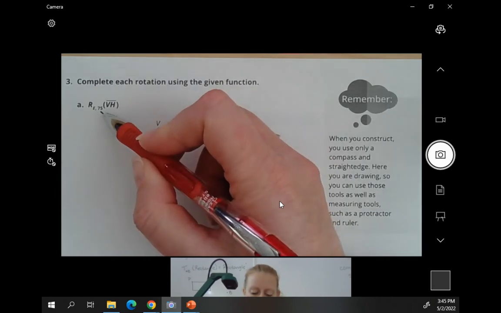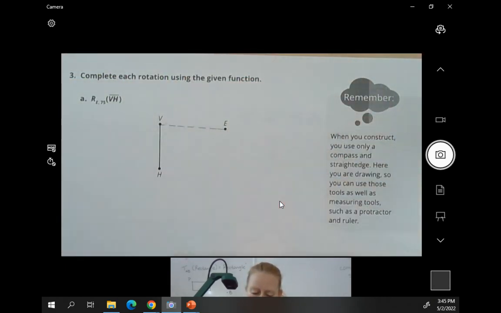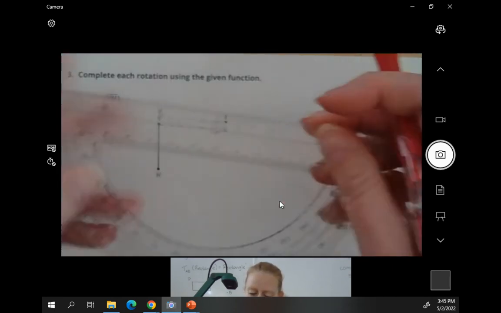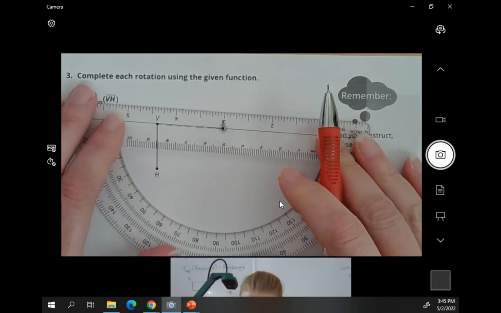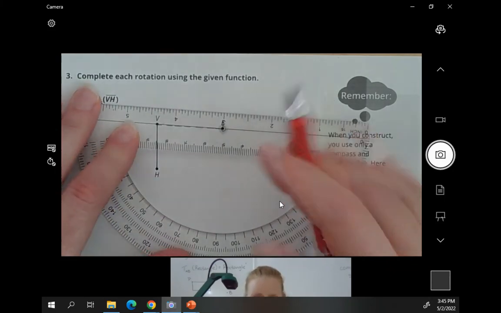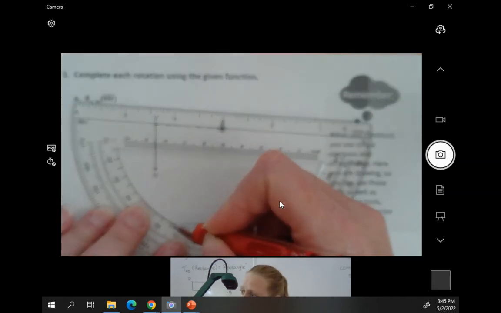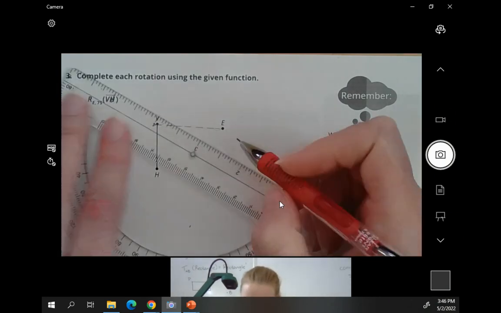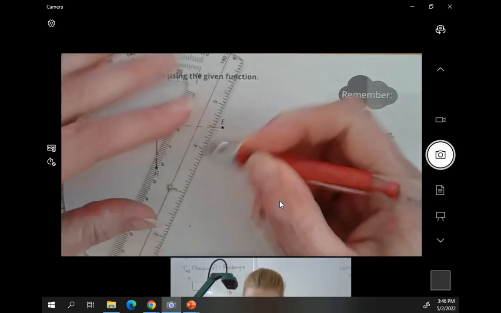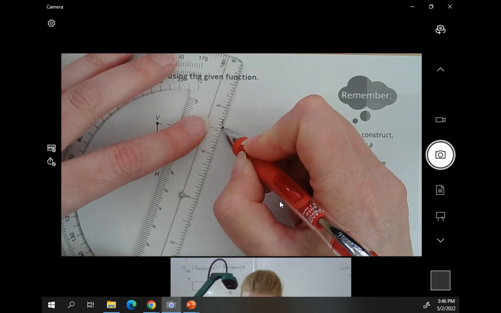We are going a positive 75 degrees. If it's positive, that means I need to go counterclockwise, lefty-loosey. So I'm going to put the center of my protractor on E. I'm going to line up that line with V. Ooh, 75 degrees. There's 60, 65, 70. There's 75, between 70 and 80, right? So there's 75 degrees. And I'm going to go ahead and connect those.